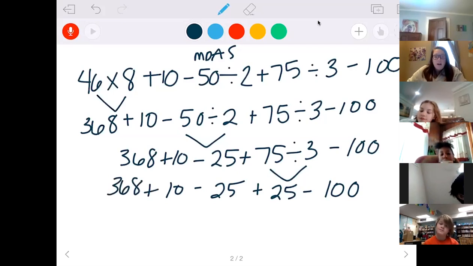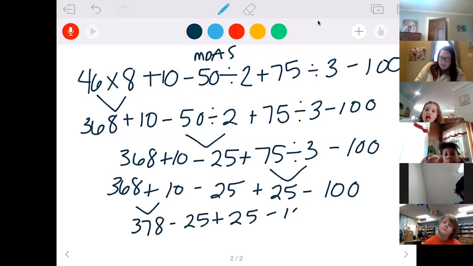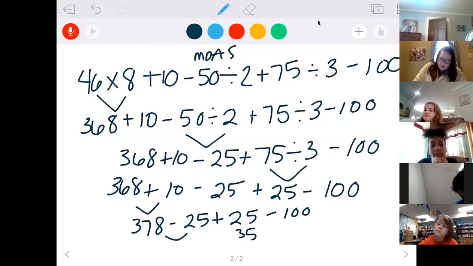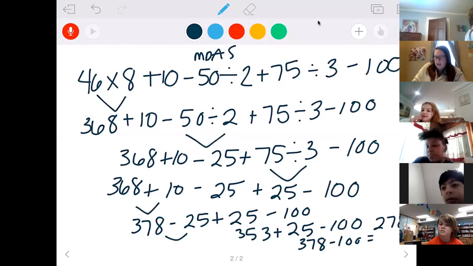Okay, so then we do addition and subtraction going left to right. So 368 plus 10 is 378 minus 25 plus 25 minus 100. So then 378 minus 25, we get 353 plus 25 minus 100. So 353 plus 25 is 378 minus 100, 278.